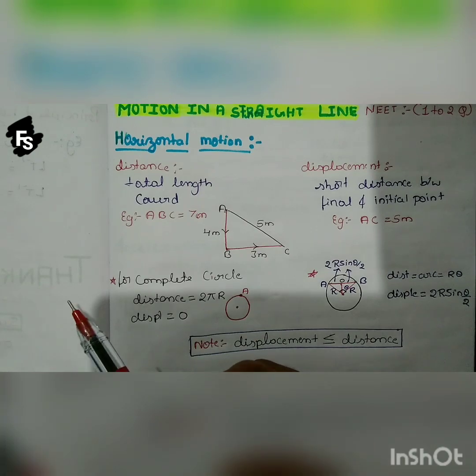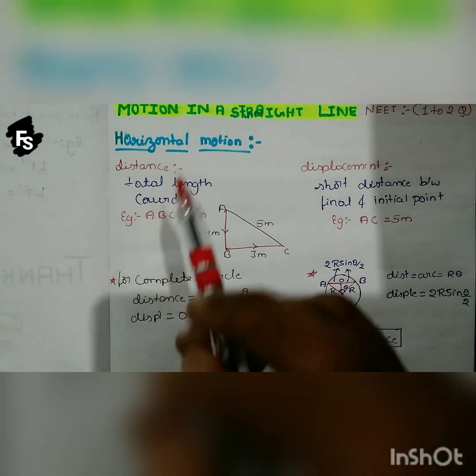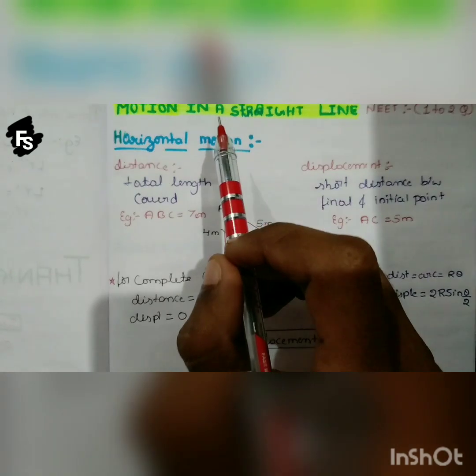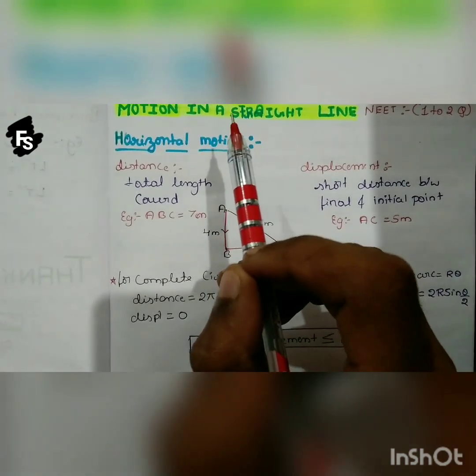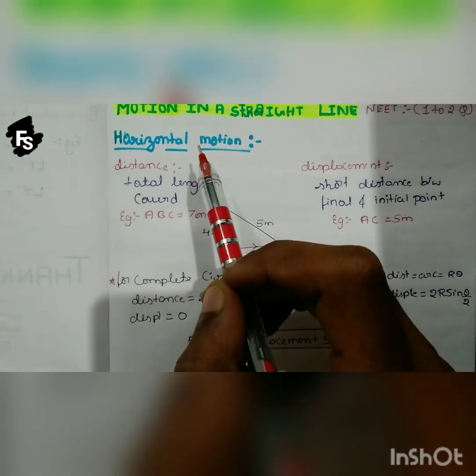Today we are learning about Physics Class 11 chapter Motion in a Straight Line. We may expect 1 to 2 questions from this chapter in NEET. Yes, let's start the chapter without wasting any time.